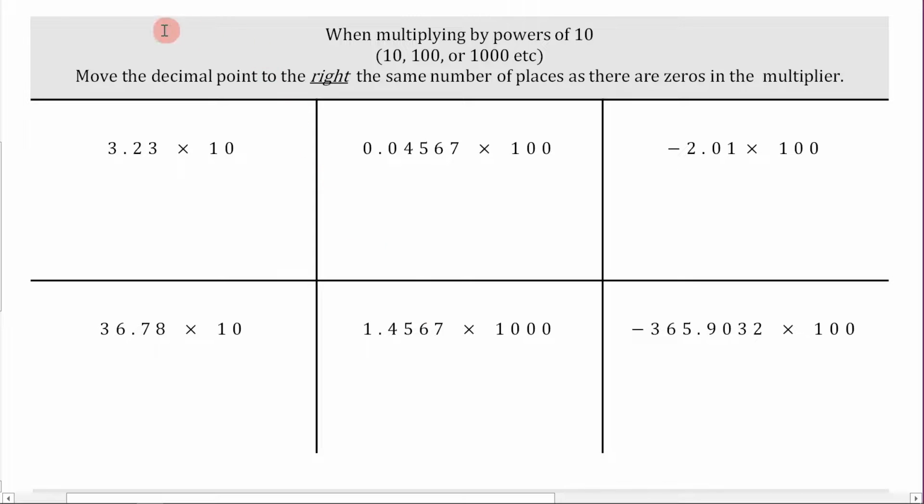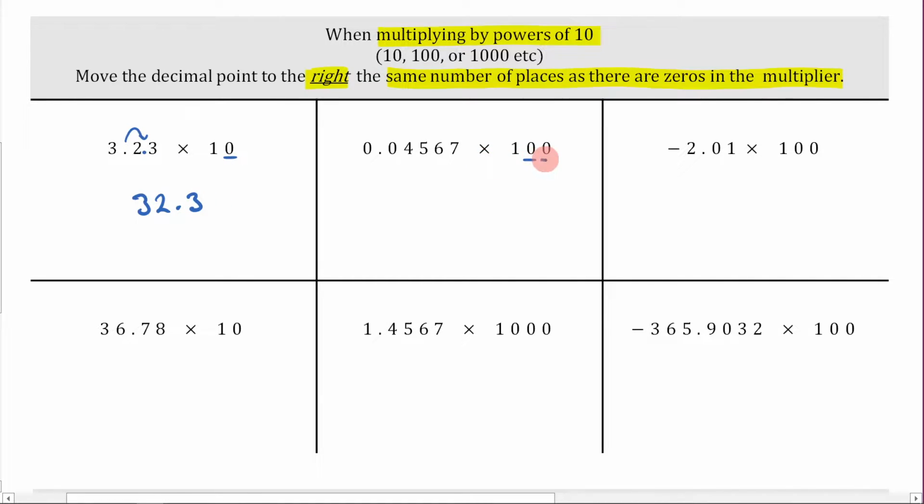So let's read this statement right here. It says, when multiplying by powers of 10, so powers of 10 are 10, 100, 1000, etc., move the decimal point to the right the same number of places as there are zeros in the multiplier. So what does that mean? Well, if I give you 3.23 times 10, because I have one zero, I move my decimal place once to the right. So that means this number now becomes 32.3.